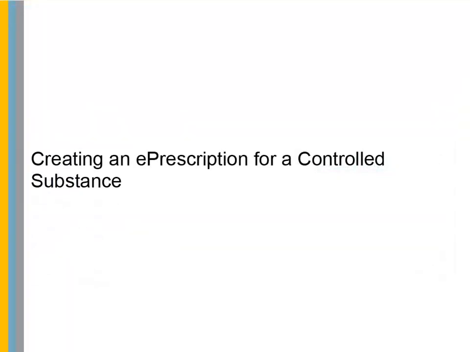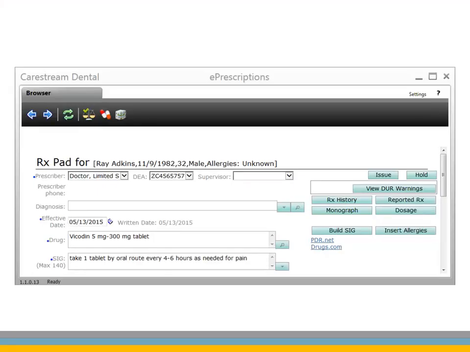Creating an e-prescription for a controlled substance. The process for creating an e-prescription for a controlled substance is the same as creating a new e-prescription up until the point of issuing the prescription. Controlled substance prescriptions require an electronic signature from the prescriber prior to being issued to the pharmacy.